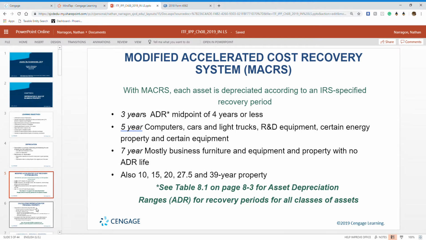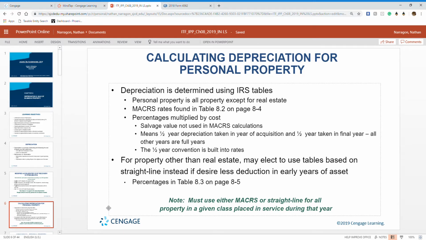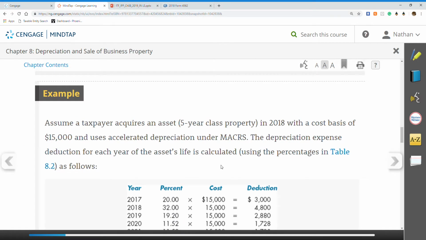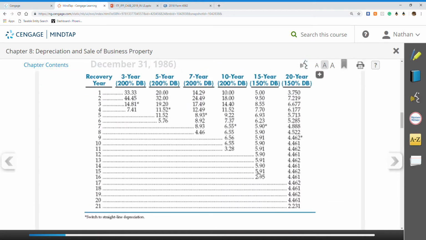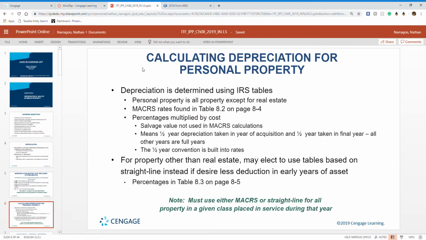And we're going to be using these tables a lot. So again, this is usually on personal property, something that's 20 years or less. And most MACRS is going to be using the half-year convention. This is what this one is. This percentage is the half year. So I would definitely have this chart handy when it comes to answering questions.